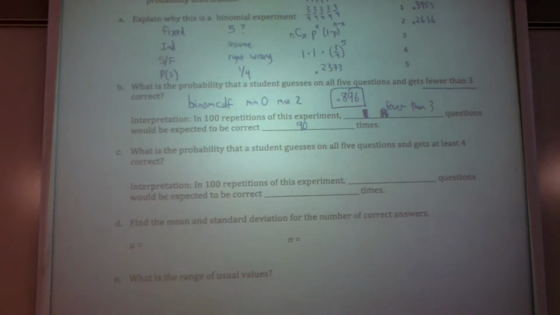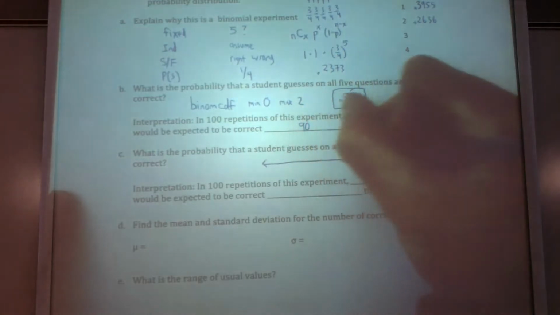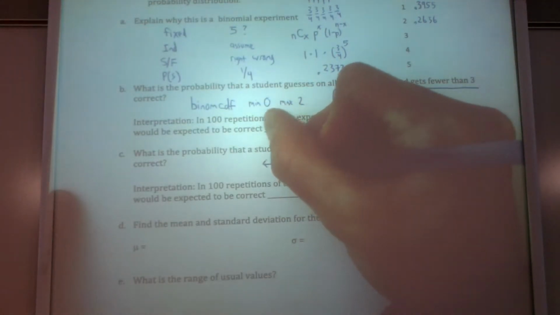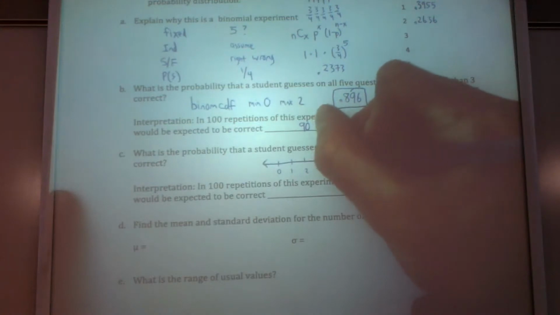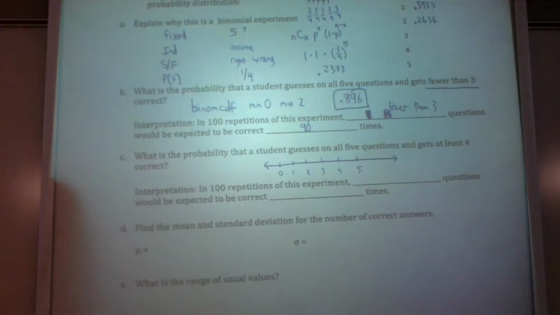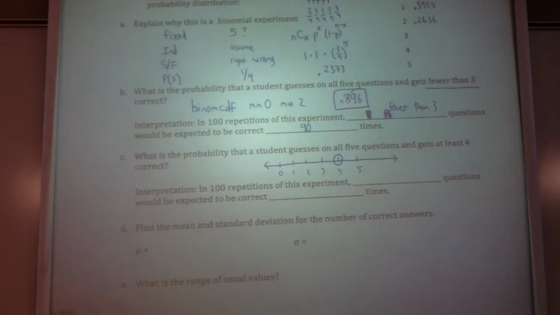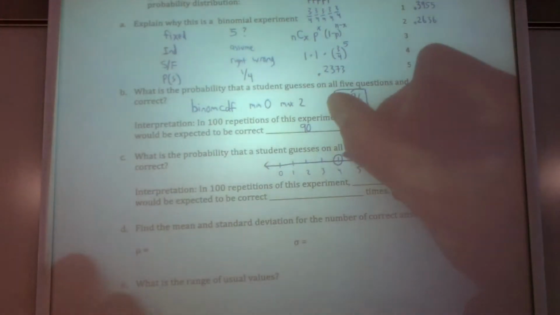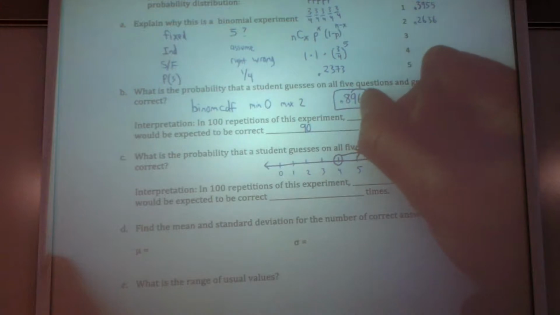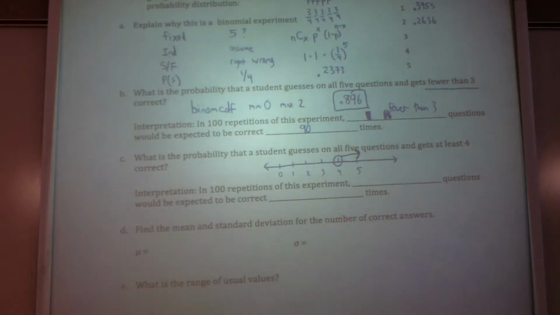What's the probability that a student guesses in all 5 questions and gets at least 4? So what I want you to get kind of in the habit of doing is, let's draw a number line here, okay? So here's 0, 1, 2, 3, 4, 5. Here's all of our questions. They're getting at least 4. Does that include 4? Yeah, at least is going to be an equals, so it could be 4. And then which way are we going, higher or lower? And is 5 at least 4? Yes. So basically this is saying, what's the probability that you're going to get 4 right or 5 right?